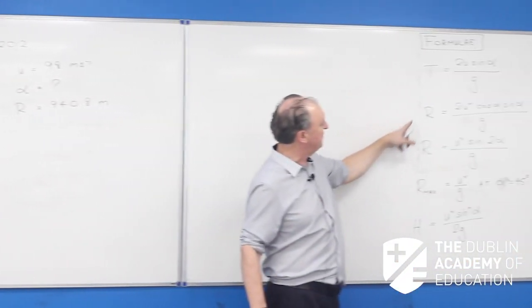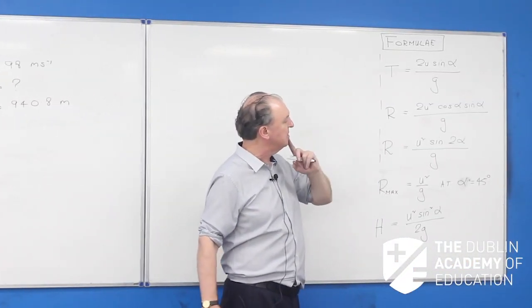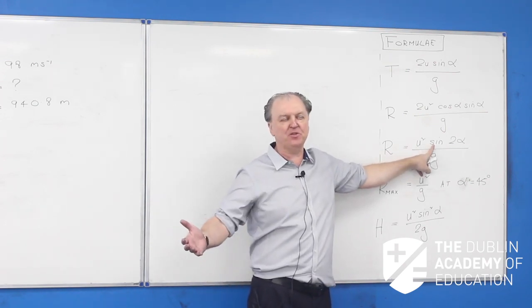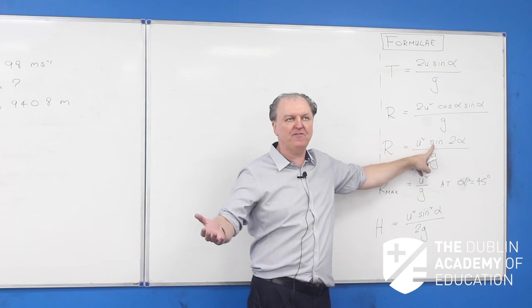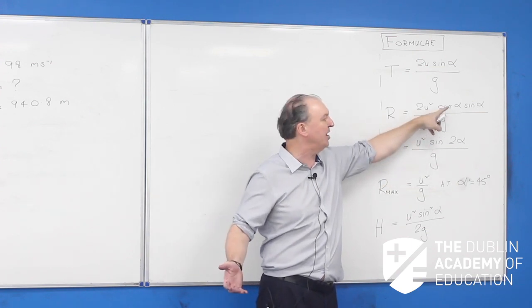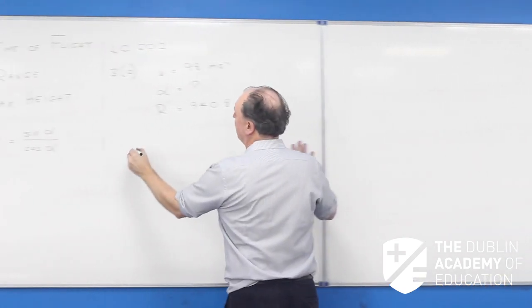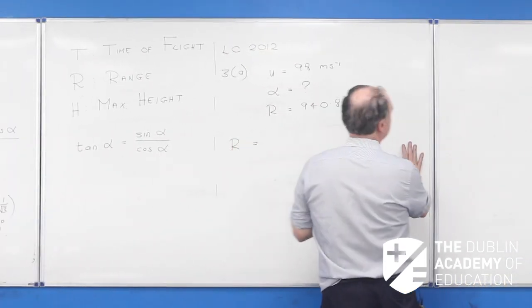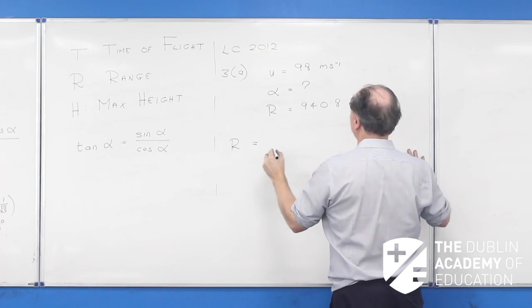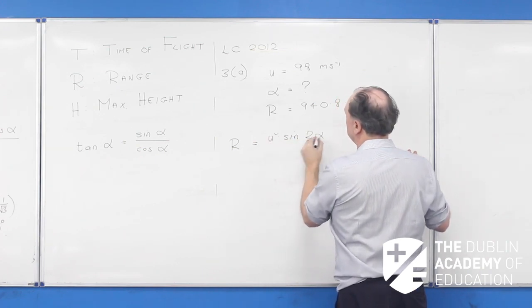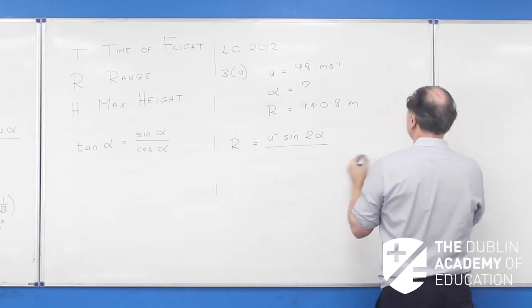There's my two formulae for the range. Sometimes I prefer this one, because there's only one trig function there, whereas here I've got cos alpha and sine alpha. So let me pick the second one. R is equal to u squared sine 2 alpha divided by g.